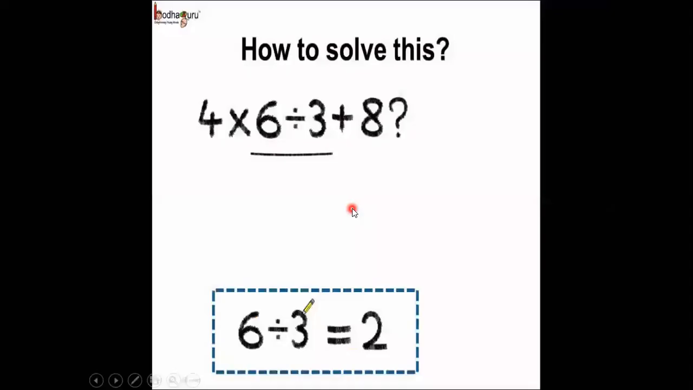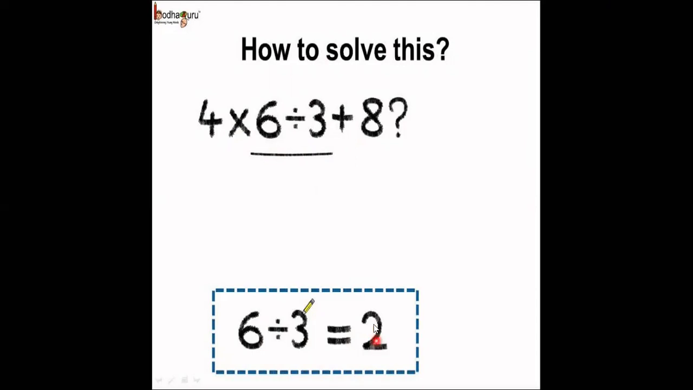I'm going to show you an example which I will solve using this DMAS rule. Here's the question: 4 multiplied by 6 divided 3 plus 8. According to the DMAS rule, if there are three operations including multiplication, division and addition, I have to divide first. Where is my division sign? It is in between 6 and 3, so I'm going to start my solution from this part. That's why it is highlighted, or underlined. I divide it first: 6 divided by 3, and I got my answer, that equals 2.